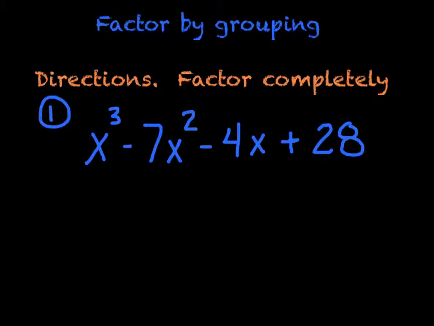So the directions are going to say 1 of 2 things. So we'll start with this first set. Factor completely. So we just have to make sure we're factored completely in the end. Now, like I promised you, factor by grouping is special because you will have 4 terms.